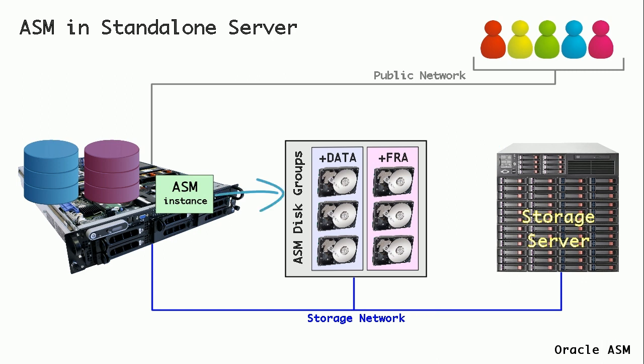Oracle ASM instance administers and manages the ASM disk groups. Only one ASM instance is required on the server, and multiple databases can access ASM disk groups for database file storage. All storage traffic can be isolated from public network traffic using a dedicated storage network. All users and applications can connect to databases using a public network.